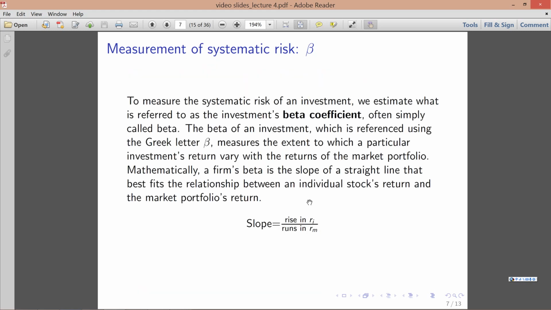So let's go back to here. The slope equals the rise in the individual asset's return divided by the run in the market return. Again, in other words, it tells us when the market return changes by, let's say, 1%, how much does the asset's return change? The larger the slope, the more these assets co-move with the market. In other words, the systematic risk is higher.